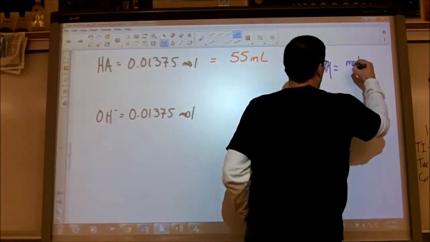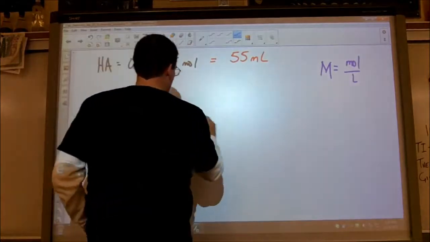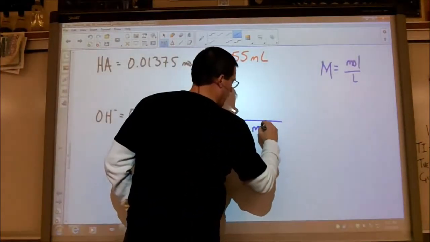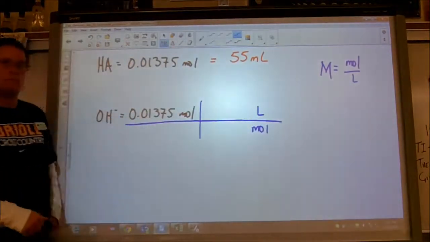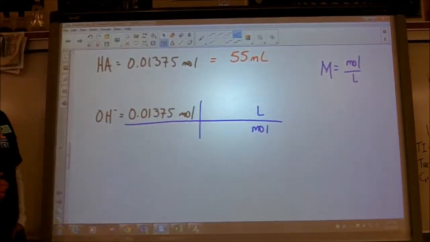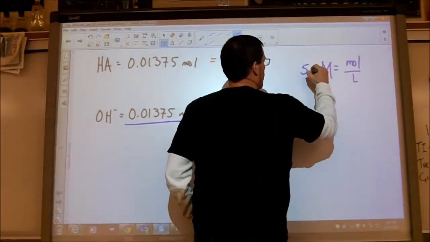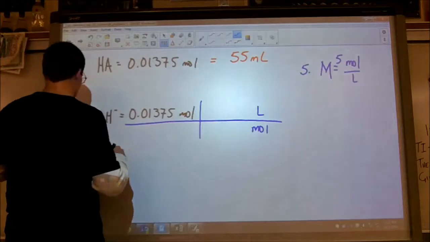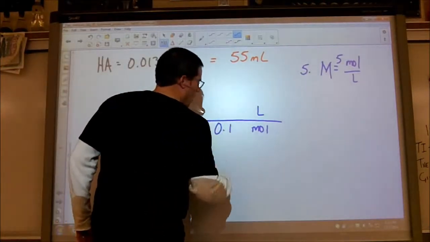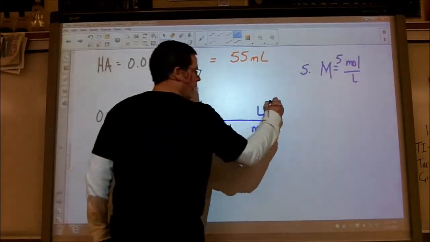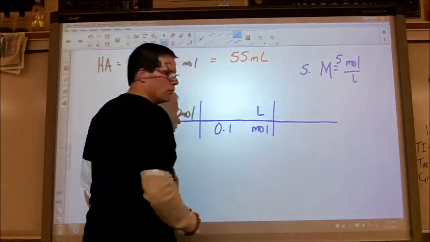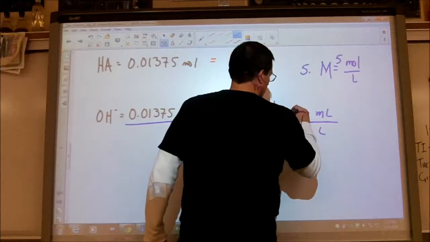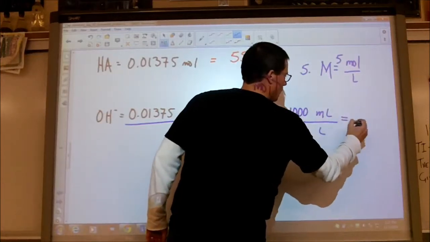Moles over liters. If I know the moles I'm trying to get rid of, I'm going to move moles down here and liters go on top. Whenever you look at molarity, the number that you have for molarity always goes with the unit moles. So in this case, what is our molarity? 0.1. And then if I want to find out how many milliliters that is, we can put our milliliters there and then solve.